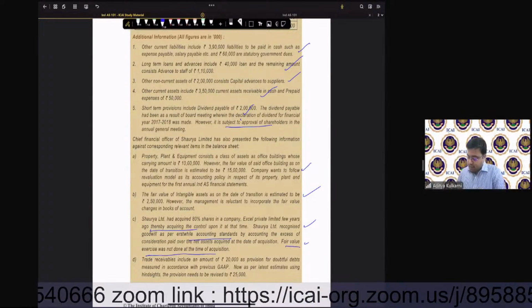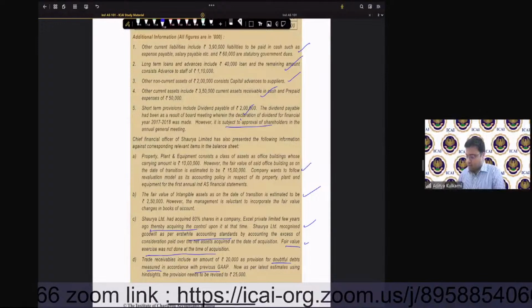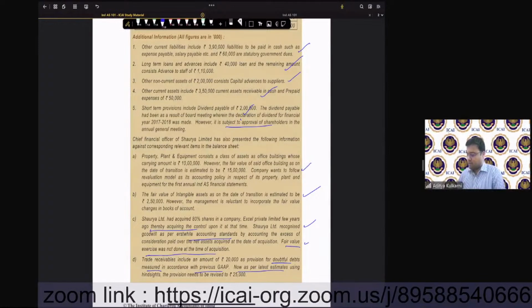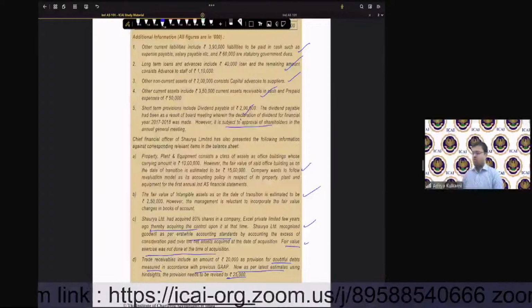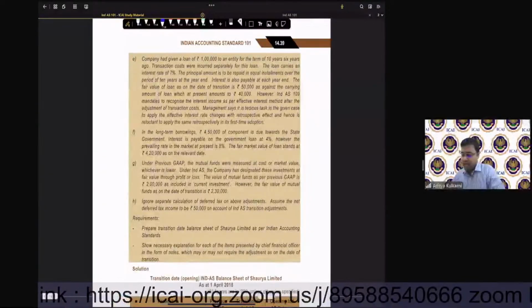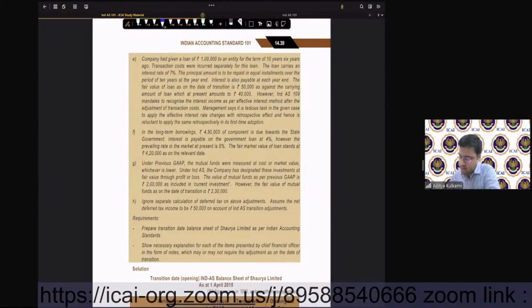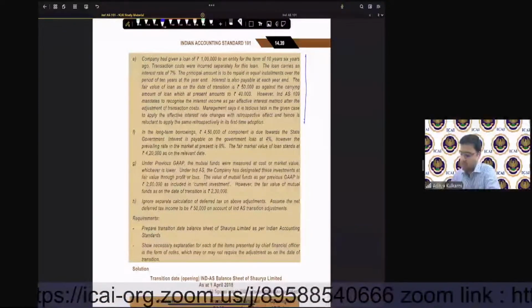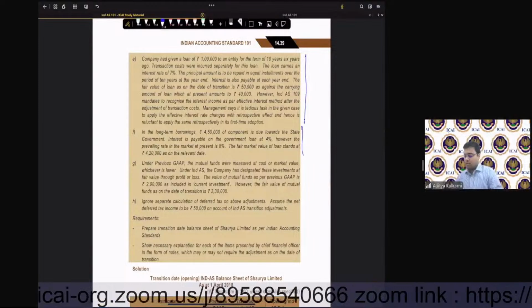Trade receivables include an amount of 20,000 doubtful debts in accordance with previous GAAP. Now, as per latest estimates, the provision needs to be revised to 25,000. Okay. Then you have given a loan, transaction cost, interest rate, and Ind AS 109. Okay. Next, long-term borrowings. This is a loan from government, long-term.